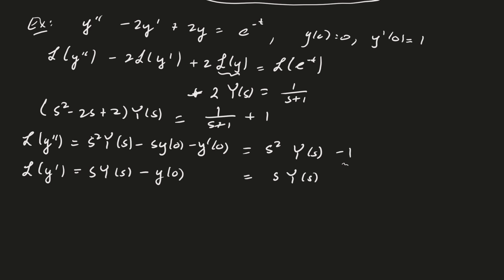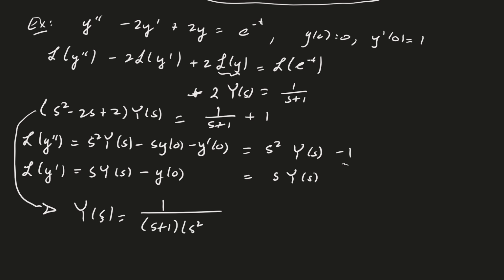Good. And now I need to skip around my notes. I'm doing the thing that I told you guys not to do. Oh, that's okay. Y of s equals 1 over (s plus 1) times (s squared minus 2s plus 2), plus 1 over s squared minus 2s plus 2. Very good.